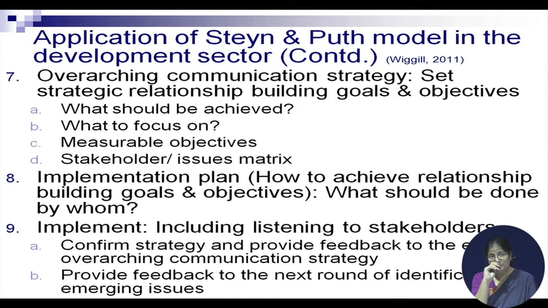Then we come up with an implementation plan. How should we achieve the relationship building goals and objectives? What should be done by whom, and who will allow whom to do what? And then we implement things. First we set up the plan, then we implement things, including listening to stakeholders. We need to listen to the people we are doing all this for, confirm the strategy, and provide feedback to the existing overarching communication strategy. We provide feedback to the next round of the identification of emerging issues. So everything is cyclical. We take the stakeholders' interests, risks, issues, and relationships into account while planning anything.